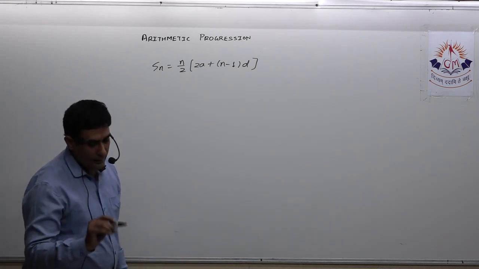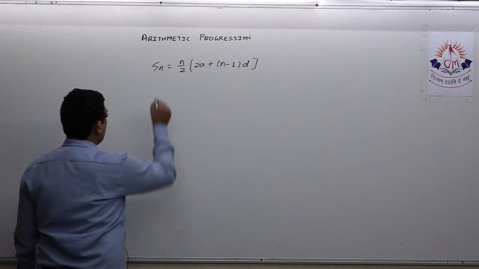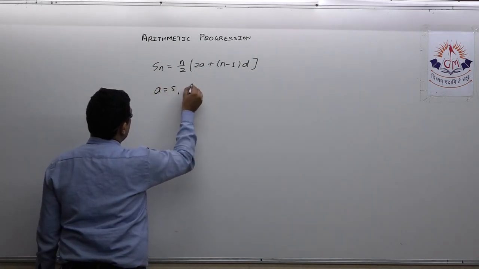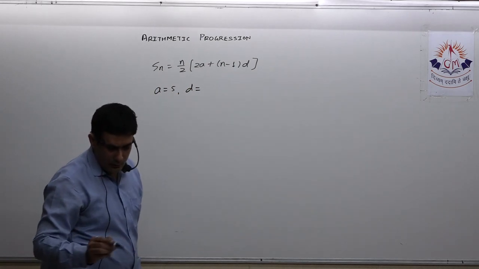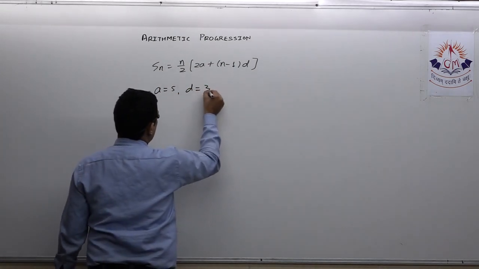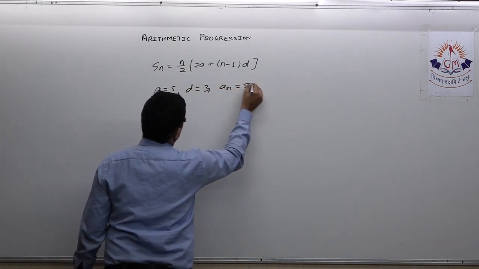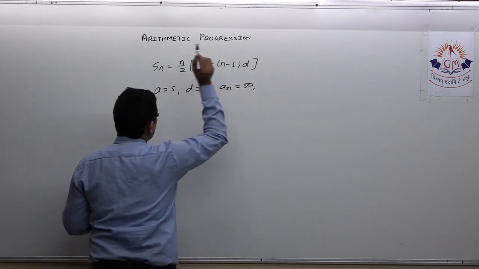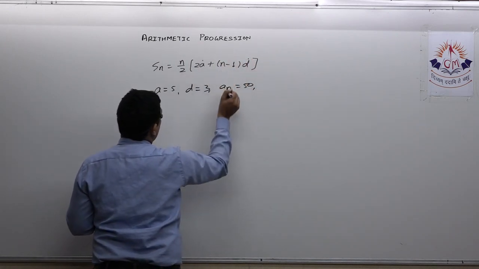So first one, A is given, D is given. A is 5, D is 3, An is equal to 50. So A is given, D is given, and An.